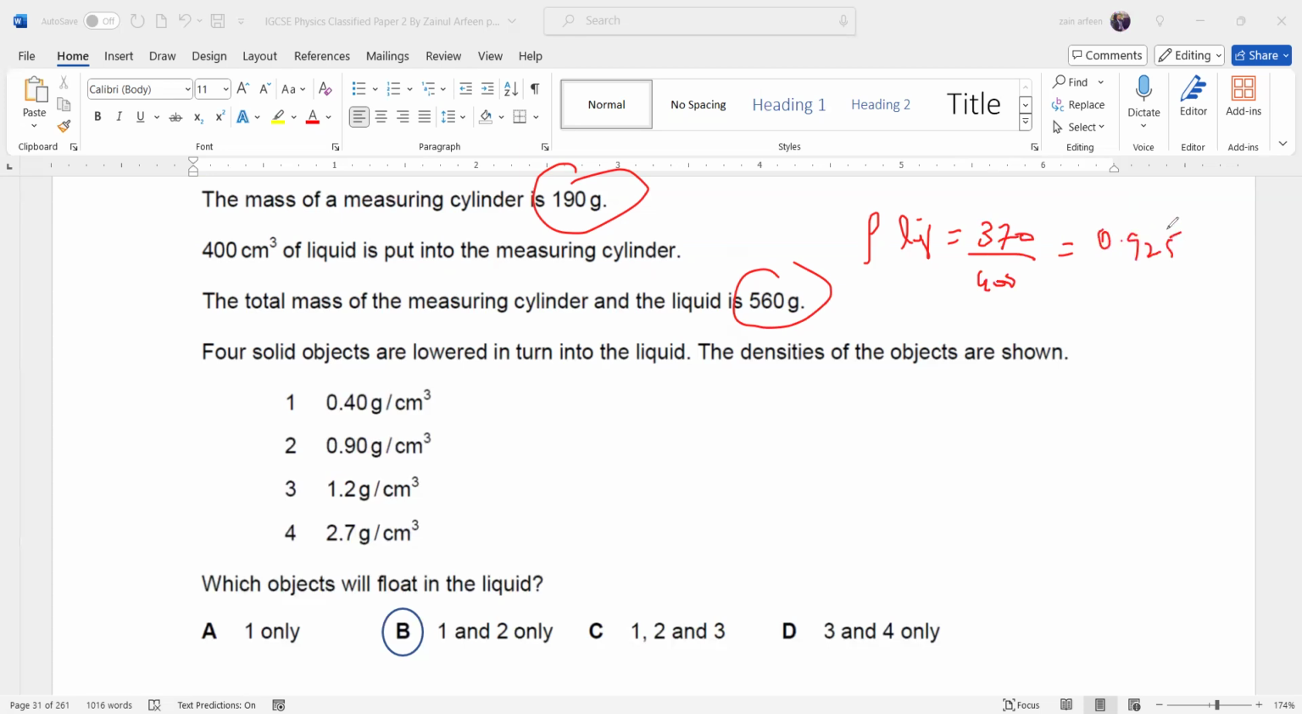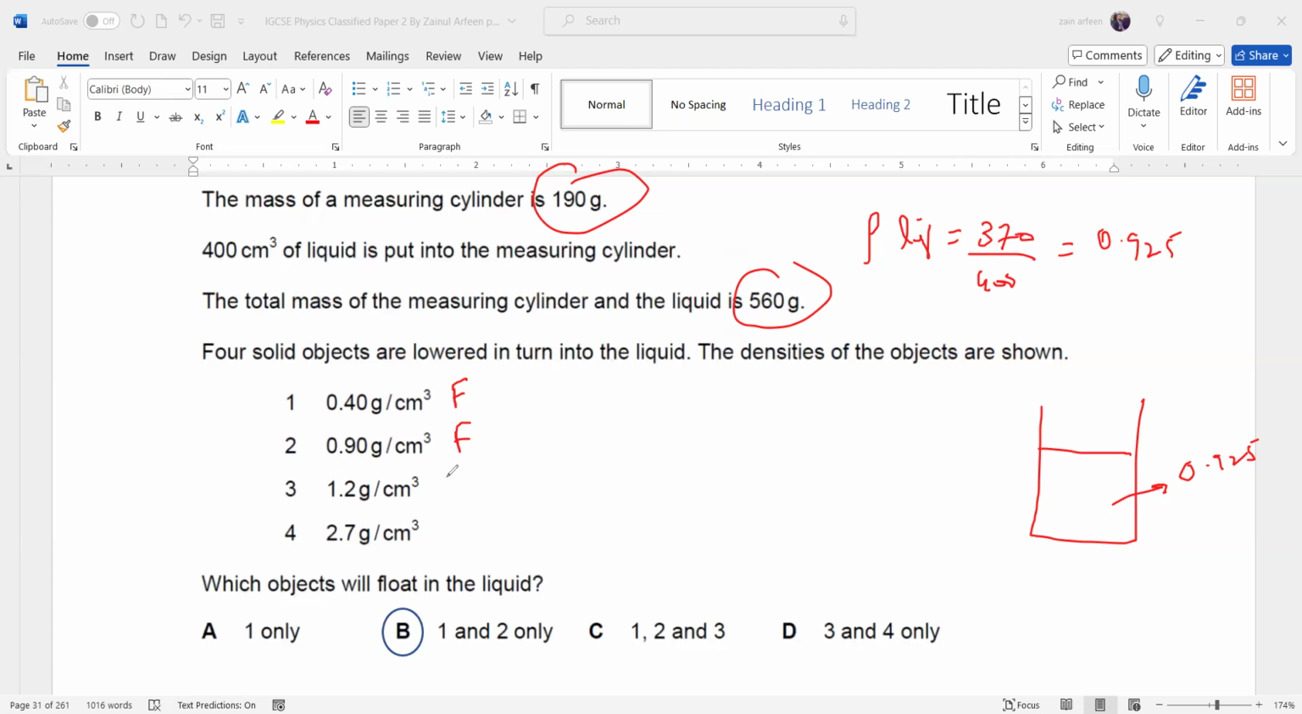Now, we have a liquid with a density of 0.925. So anything having a density less than or equal to 0.925 will float. But if it is more than 0.925, it will sink. So when we check the first one, will it float or sink? The object density is 0.4, which is less than 0.925. Float. So this will float. What about 0.9? If it is equal or less, it will float. Yes, it will float.